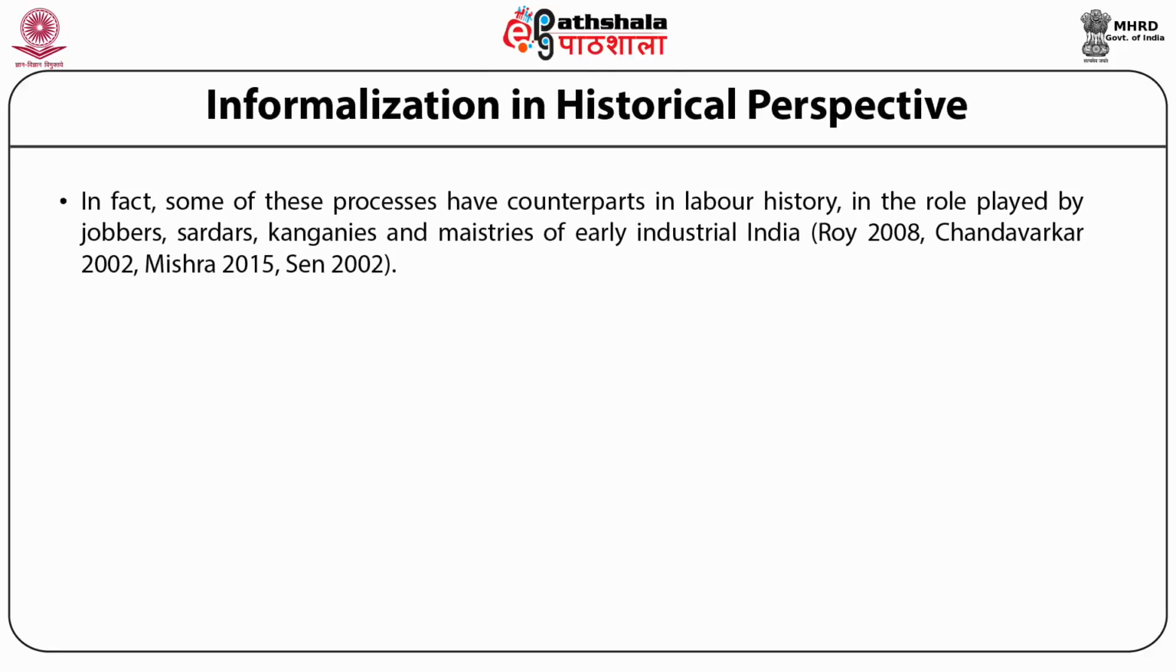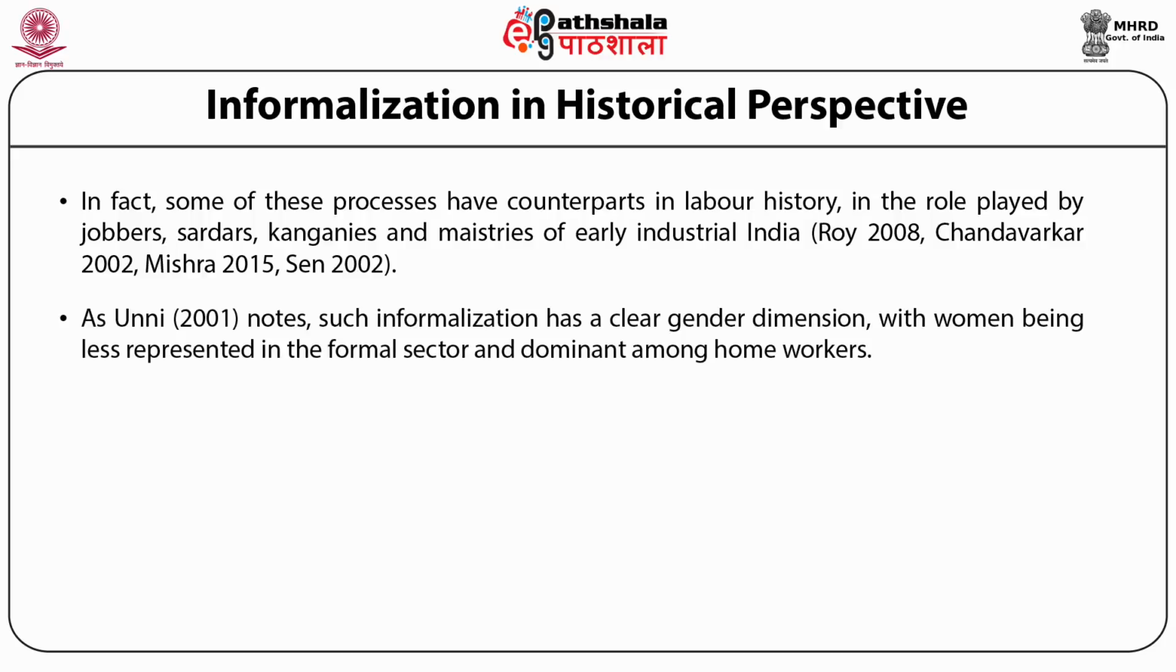In fact, some of these processes have counterparts in labor history in the role played by jobbers, sardars, and mistris of early industrial India. Breman's study of Ahmedabad highlights how these processes work. He notes that mill owners had reduced the size of the permanently employed workforce even in the 1980s by not replacing retired workers or replacing them with workers on more casual contracts. In other cases, work was contracted out to informal jobbers. As Unni notes, such informalization has a clear gender dimension, with women being less represented in the formal sector and dominant among home workers. Breman highlights how caste networks determine the probability of obtaining high quality employment, and also the increasing exclusion of Muslim workers from the formal jobs in Ahmedabad mills.